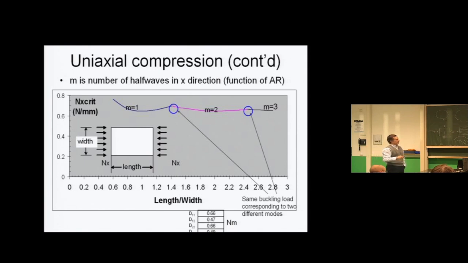Interesting is that at the intersections of these curves, the analysis says you have two buckling modes coexisting. That is, the structure should buckle at the same time with one half wave and 2 half waves at this point here at around 1.4. Obviously, in reality, it never happens. There are eccentricities and imperfections which will favor one of the two. And depending on those, you will go either on M equals 1 or M equals 2.